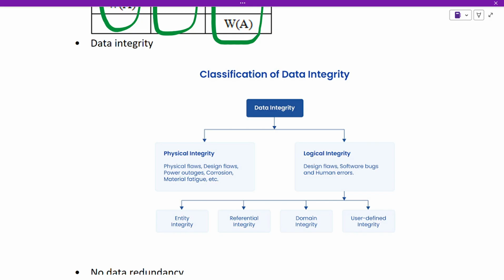The physical integrity is not in the control of any software because it is managed by the hardware. Of course, we do have some algorithms like RAID, which make sure that multiple copies of data are present, such that recovery management can be done. But the physical integrity is not an issue of the database. The logical integrity, however, can be managed by the database.